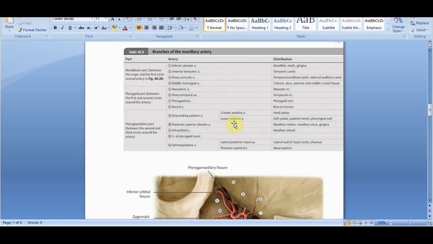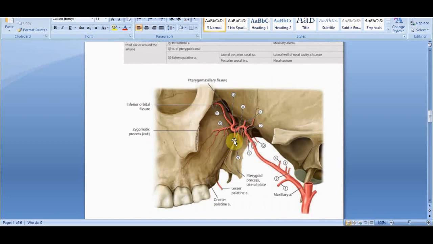So how many branches have we considered of the third part of the, my apologies, the maxillary artery? We have considered the descending palatine artery, represented as 9, which divides into the greater and the lesser, and you can see the division. Greater palatine artery, lesser palatine artery. The greater palatine artery is supposed to be supplying the hard palate, and the lesser palatine artery is supposed to be supplying the soft palate. These are interesting things that you do need to understand.